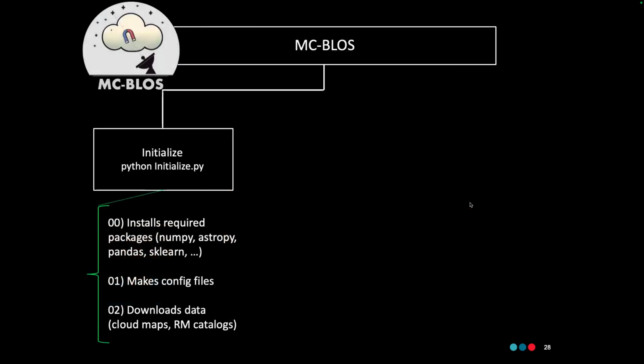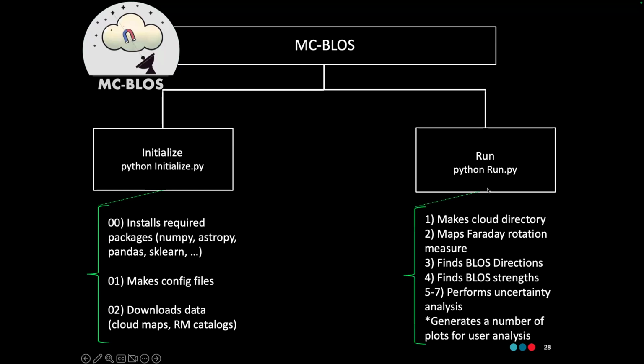When you download the software with the initialize command, all the data, including the required packages, the config files, the cloud maps, and rotation measure catalogs are automatically downloaded on your computer by this command. And then by this command, after changing the cloud of your choice in the config file, it runs a series of steps from making the directory for the cloud, mapping rotation measure, providing a series of diagnostic tools to find the line of sight magnetic fields associated with the molecular cloud of interest.